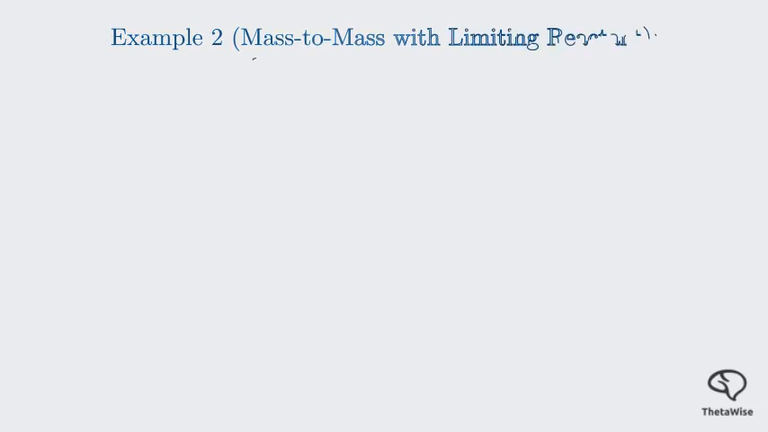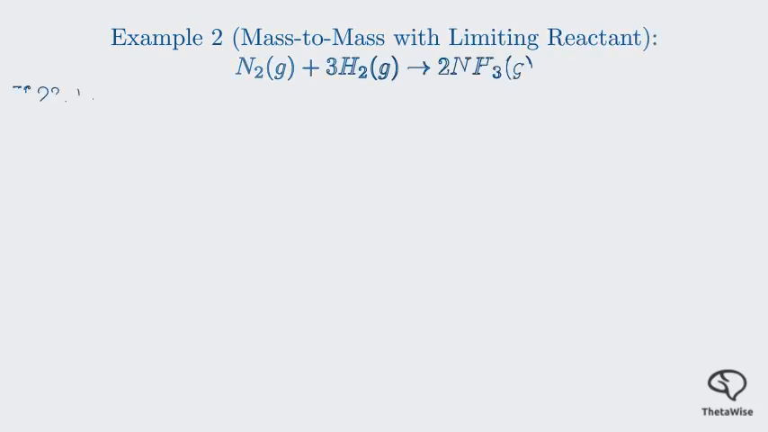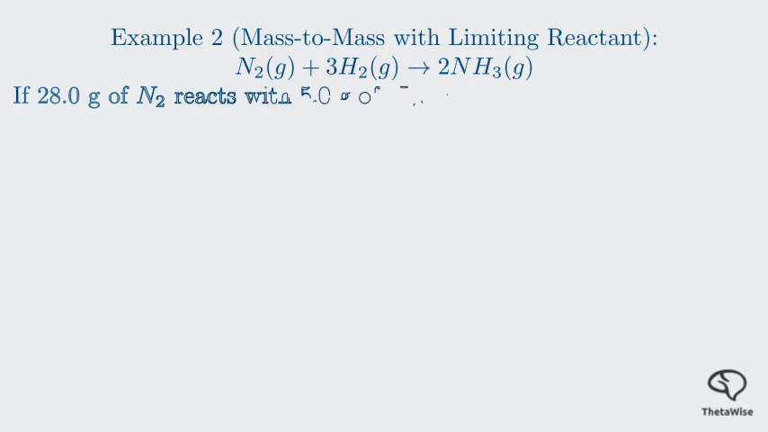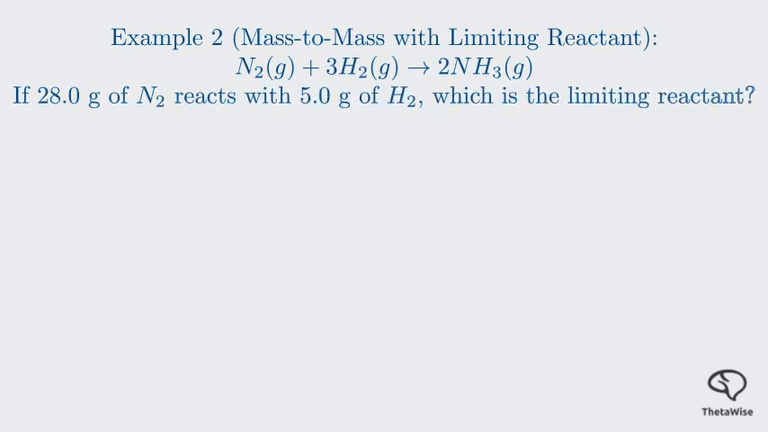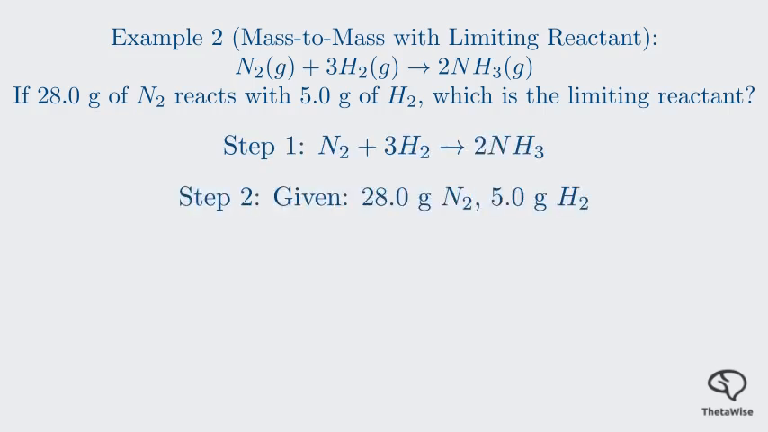Okay, let's do an example where we actually have a limiting reactant. The question is, nitrogen gas reacts with hydrogen gas to produce ammonia. If you start with 28.0 grams of nitrogen and 5.0 grams of hydrogen, which is the limiting reactant? Step 1 is a balanced equation. N2 plus 3H2 yields 2NH3. Step 2. We have 28.0 grams of N2 and 5.0 grams of H2.